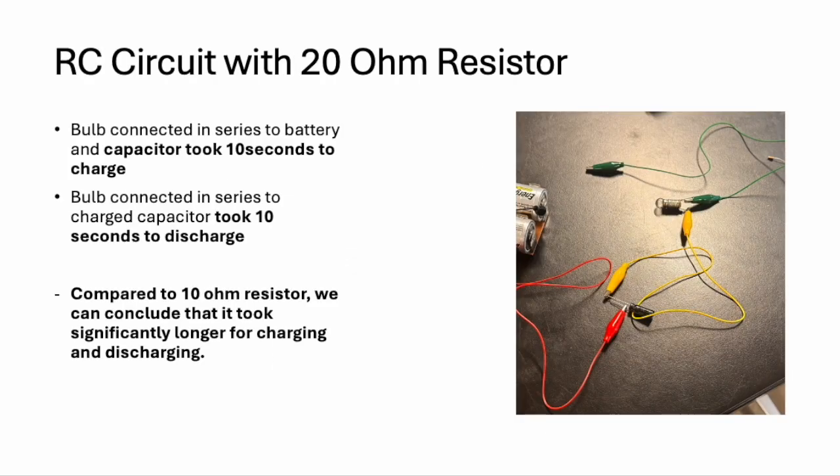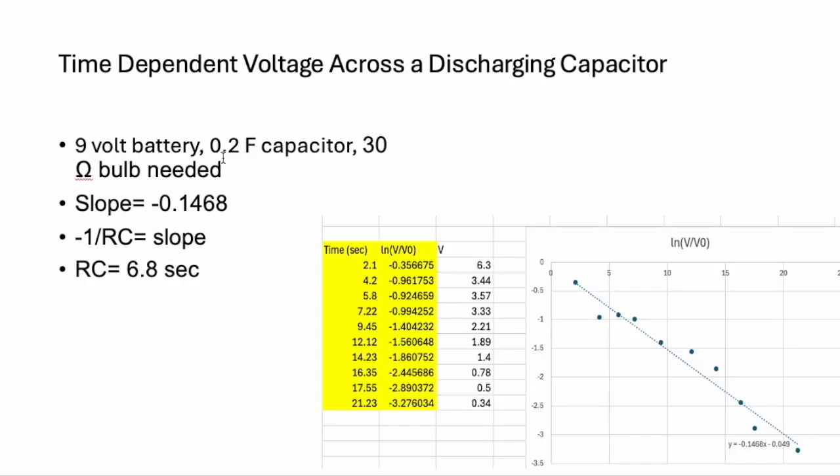For the RC circuit with the 20 ohm resistor, the bulb connected in series to the battery and capacitor took 10 seconds to charge, and the bulb connected in series to the charged capacitor took 10 seconds to discharge. Compared to a 100 ohm resistor, we can see that it took significantly longer for charging and discharging. The slope was found to be negative 0.1468, and according to the lab instructions, negative 1 over RC is equal to the slope, so by rearranging the equation, RC was found to be 6.8 seconds.